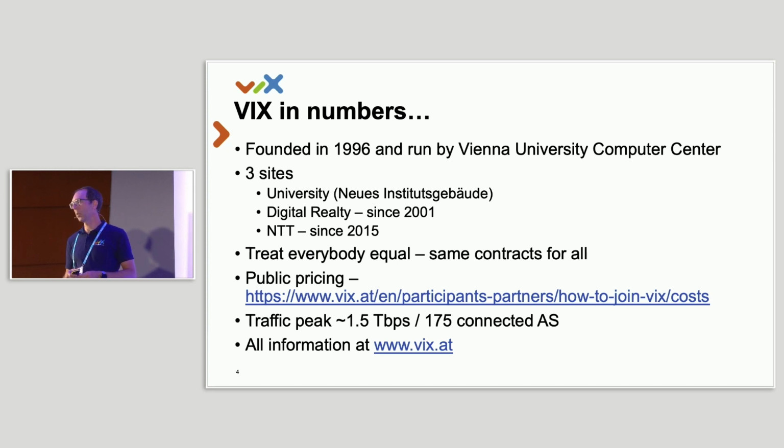So now we have 3 POPs in Vienna, and the topology is very easy. If you have 3, you have a triangle. So we have equipment in all of the 3 sites. In general, as a neutral university, we also want to treat our members all the same.